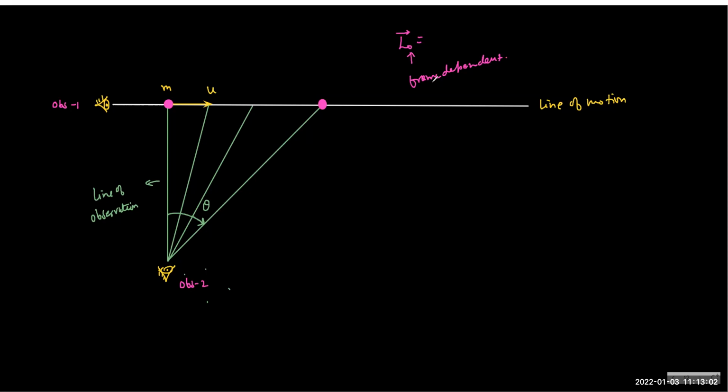Not all observers will have the same answer. Do you realize this? Not all observers will have the same answer. So observer 1 will have a 0 answer, but observer 2 will have a non-zero answer. And we're trying to understand what the answer will be.